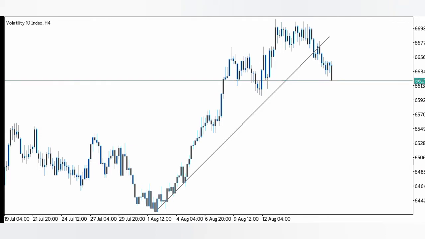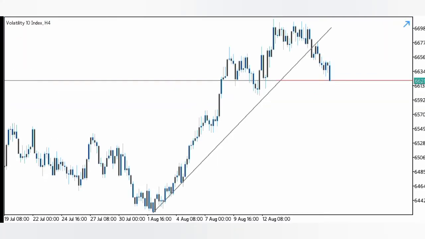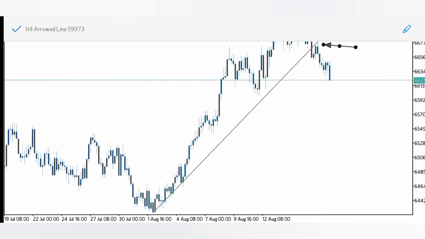Now something happened. It broke my trend line and it retested it. You can see the retest just here. You can see the retest here. It retested my trend line and now it is falling right down. Now let us look at something here.